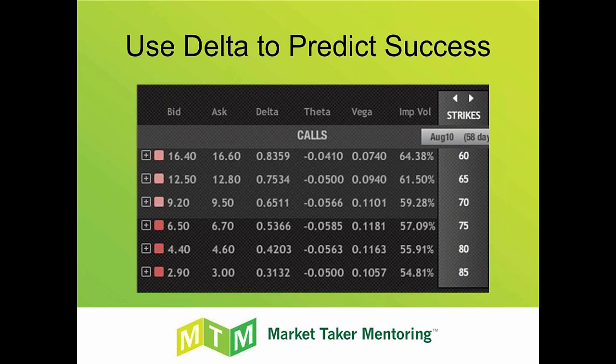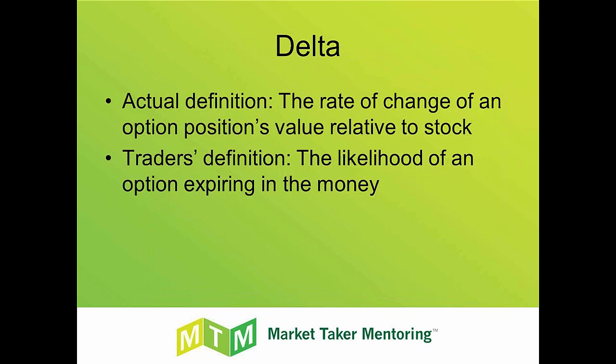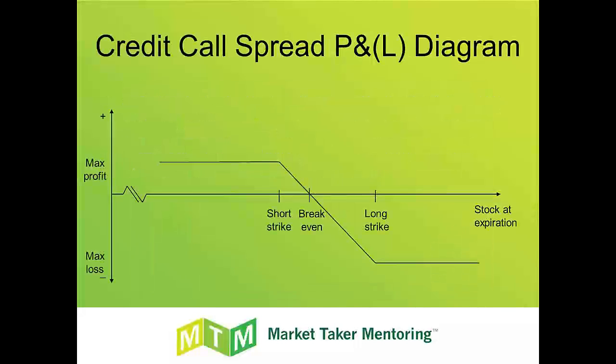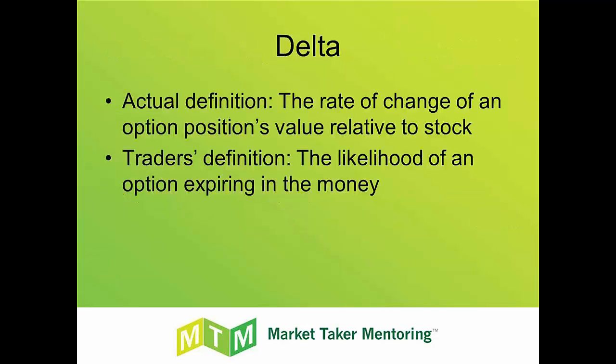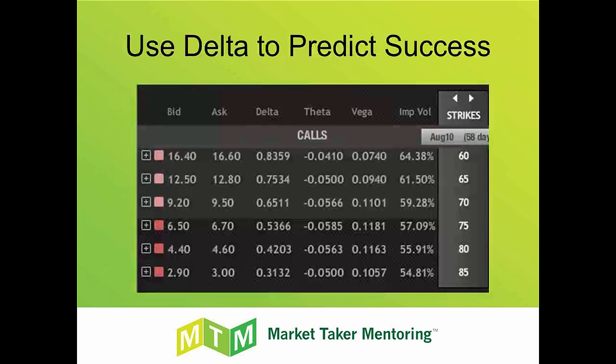All right, so let's think about that here. How can that help us in this credit spread thing? Well, let's go back to our little thing here. What if I sold the 80-85 spread, sold the 80 calls and bought the 85 calls, and maybe the stock is down at 75? Well, there's a 42% chance based on the delta of the stock rising and being above 80 at expiration.